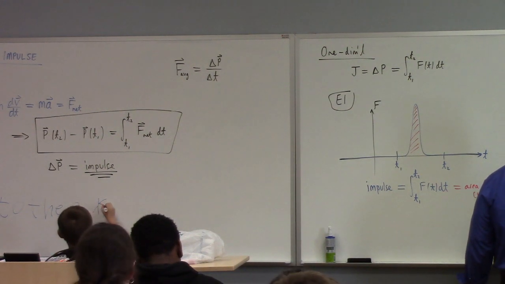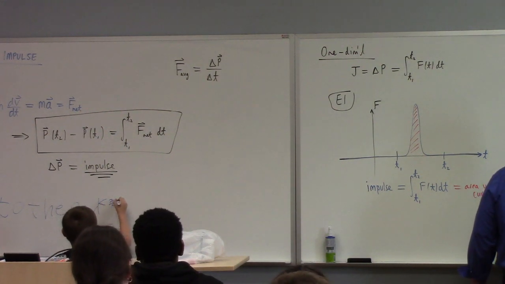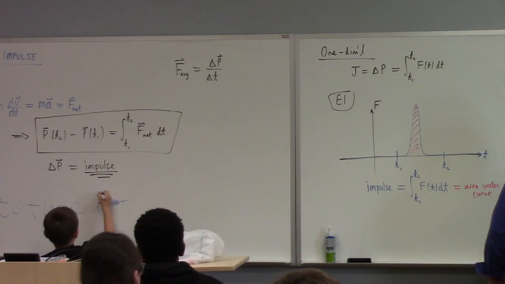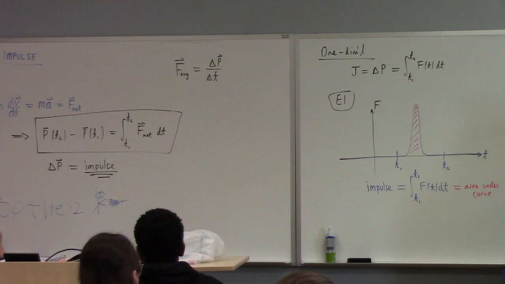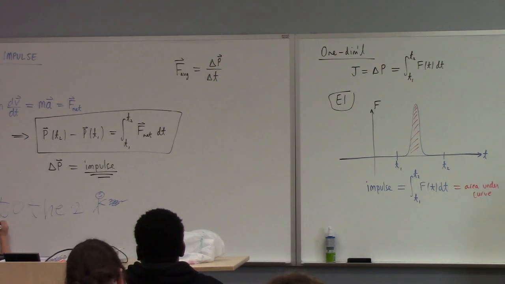P initial is 3 kilograms times 20 meters per second, comma 0. So we've got 60 kilogram meters per second, comma 0.